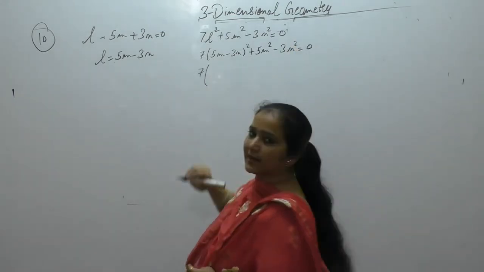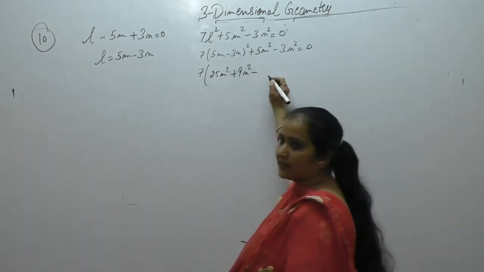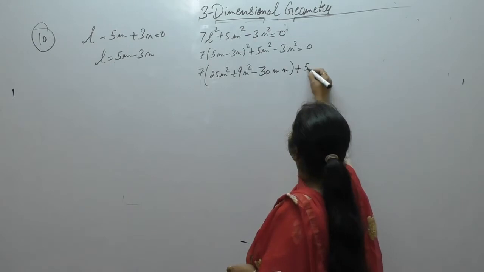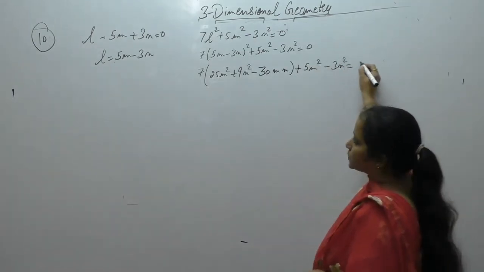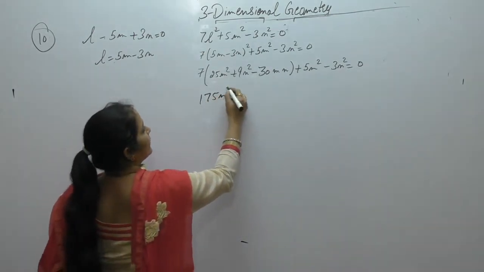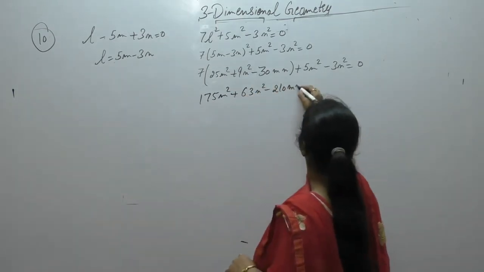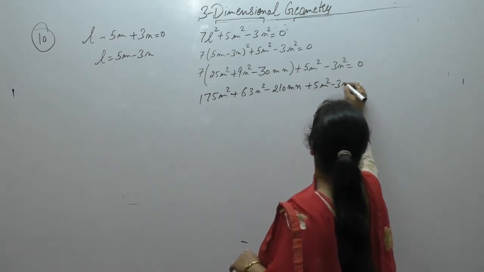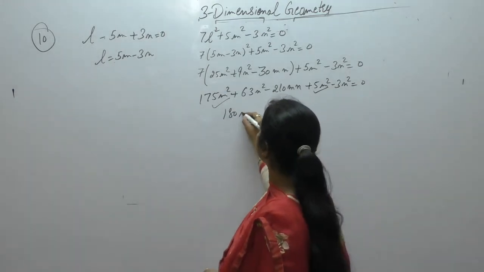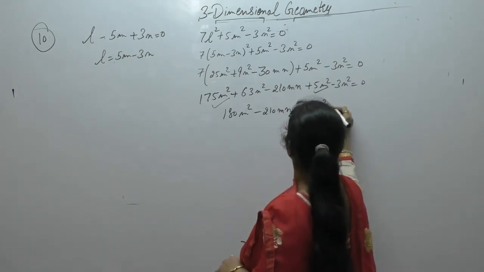Put this value here: 7(5m - 3n) whole square + 5m square - 3n square. Open the bracket. (a - b) whole square, a square + b square - 2ab. 15 into 3, 15 into 2, 30mn + 5m square - 3n square. Multiply the terms. 25 into 7, 9 into 7, minus 210 mn + 5m square - 3n square. m square 175 + 5, 180 m square - 210 mn + 60 n square.